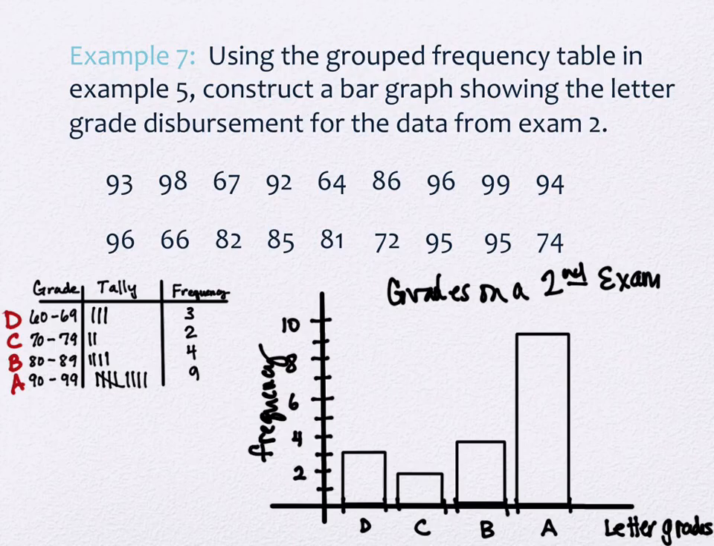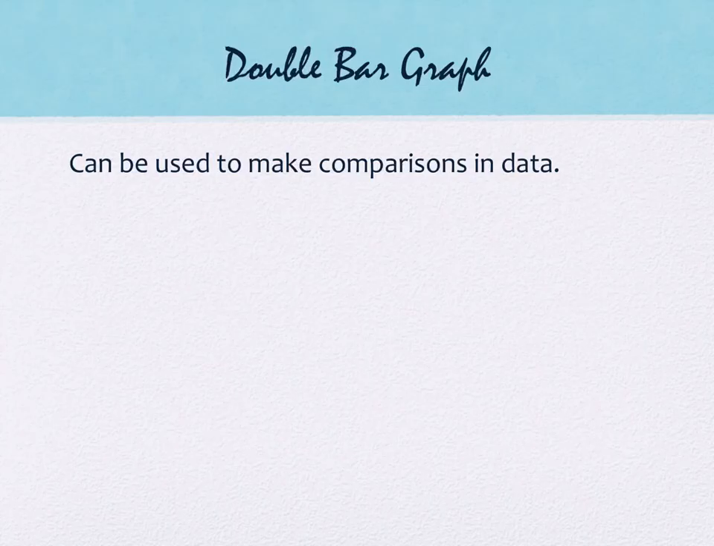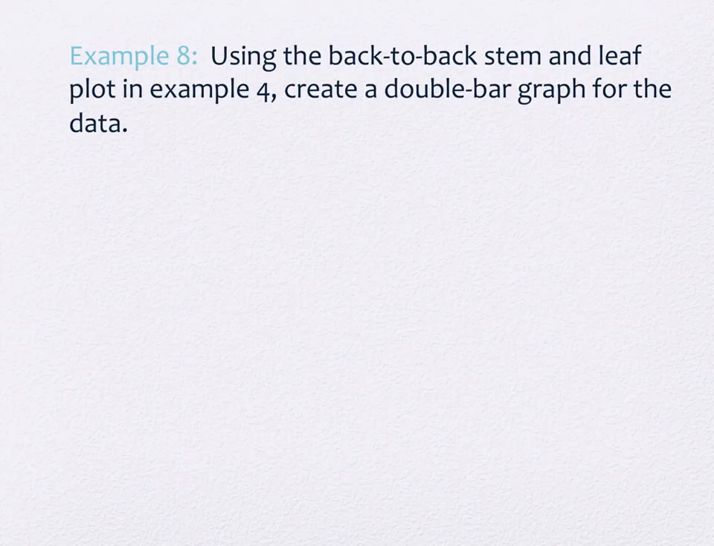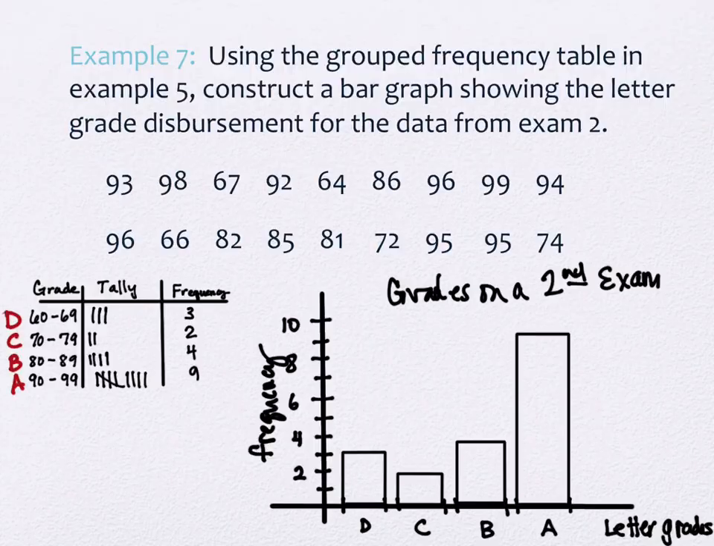So a double bar graph is our next one. And a double bar graph, like our back-to-back stem and leaf plot, makes comparisons in data. So it takes two data sets and it displays them at the same time in such a way that we can compare them. So we're going to use the same thing that we had done before, our back-to-back stem and leaf plot data, which was well over here.